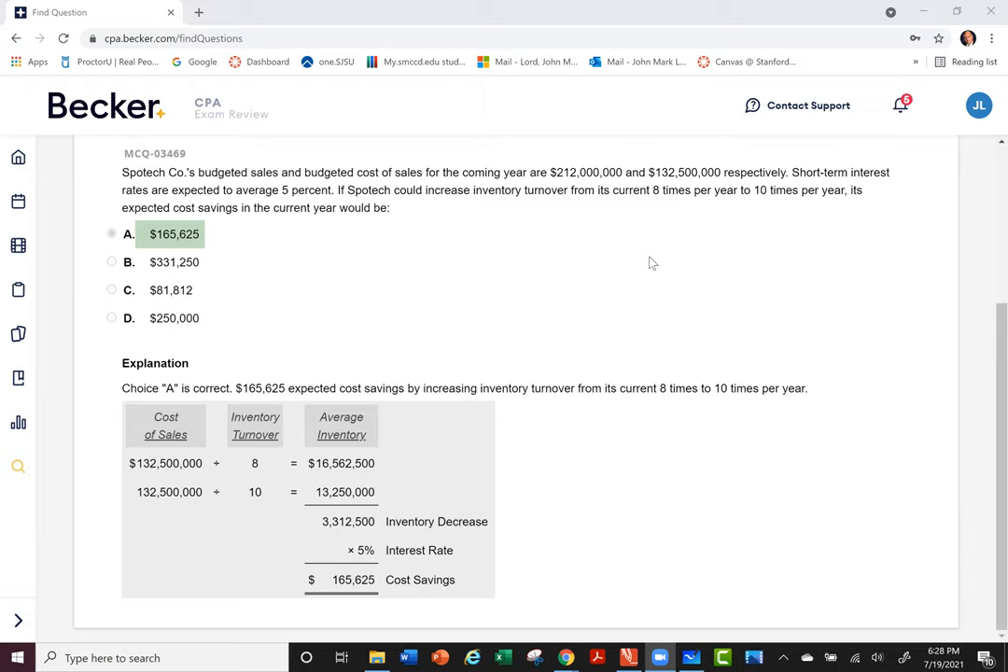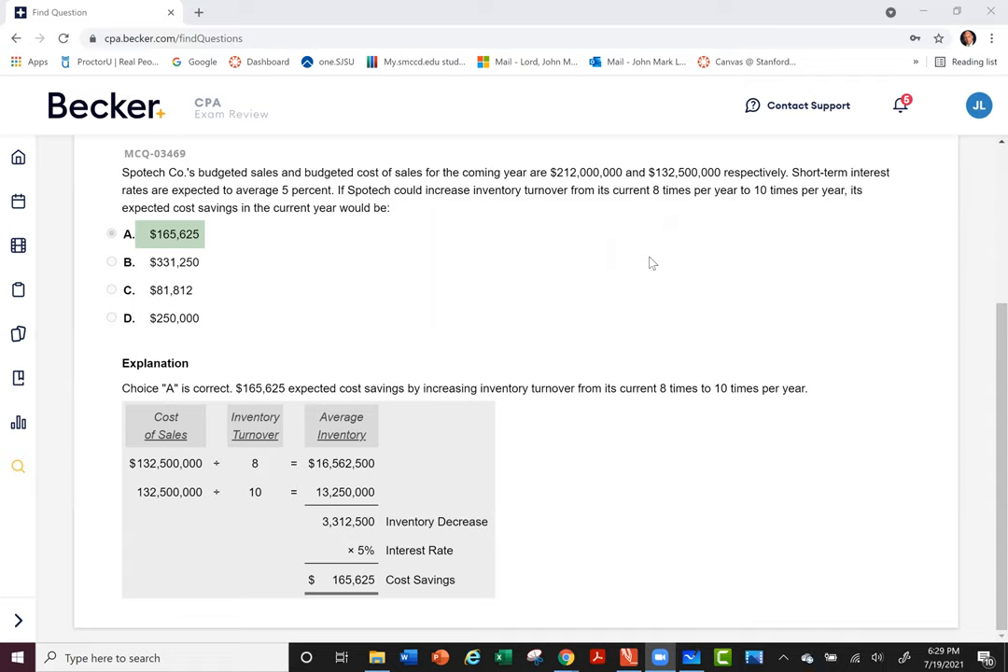And then they monetize that into a dollar cost savings by saying, well, if we're having to borrow the money that we're using to carry our inventory levels, what would be the cost savings associated with that? Once you've got this decrease in the average inventory, you multiply that by the 5% to get this cost savings.